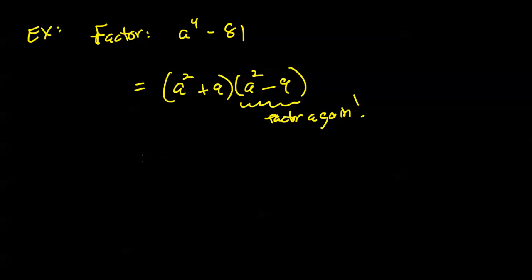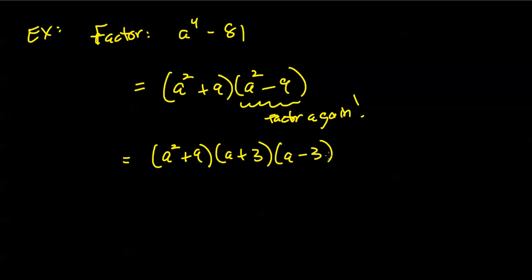A squared minus 9 is also a difference of two squares. Now, don't forget to carry any other factors down to your final answer. A squared minus 9 breaks down as a plus 3 times a minus 3. And I want to highlight something here. Notice, one of my factors in the final chain is a sum of squares.